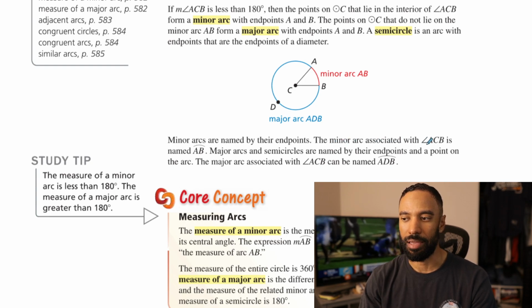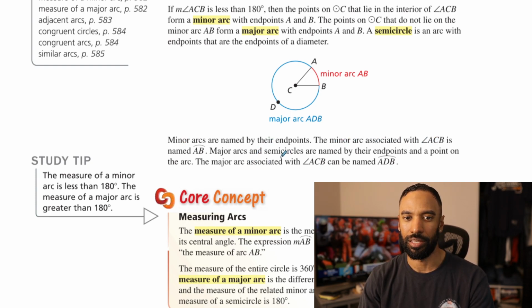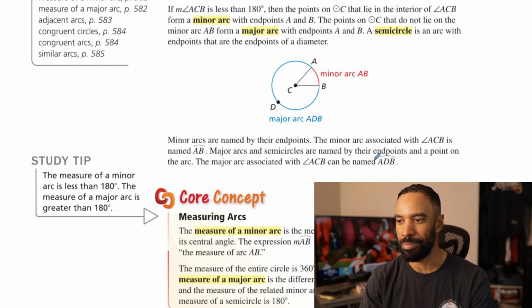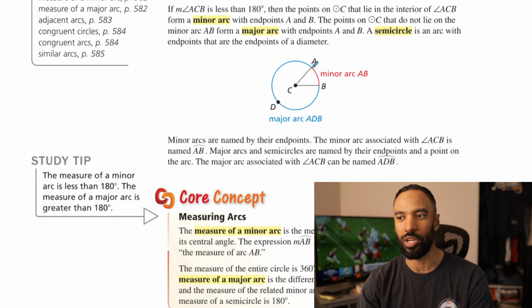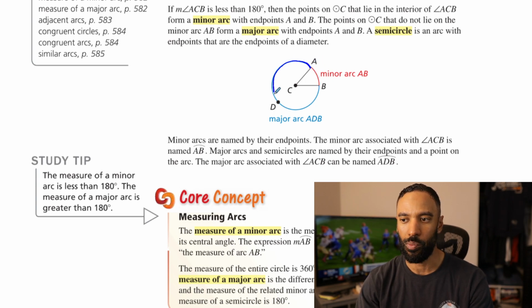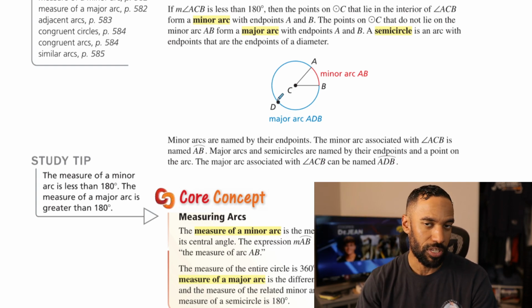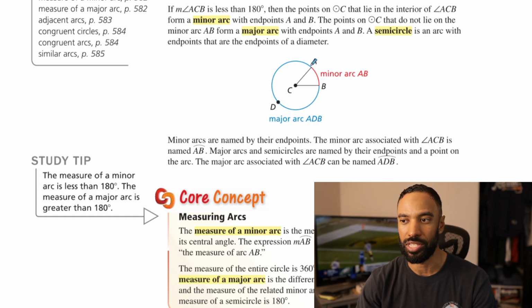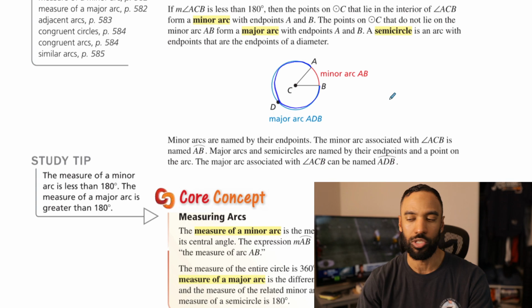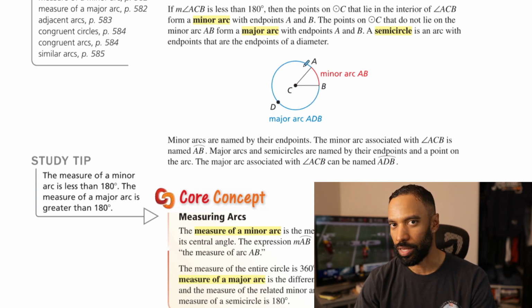Major arcs and semicircles are named by their endpoints and a point on the arc. The major arc associated with angle ACB can be named arc ADB. So you use two letters to do the minor arc, so we know exactly we're not going from A to B here, we're going from A to B there. But if we want to go this way, we have to include a third letter, which means we have to include another point that's on it. They will be nice enough to give you another point to talk about it. So here's another point D that's just a point on the circle that I can now use to name it A, D, B. Notice D has to be the middle letter. A and B have to be endpoints. You could also say arc BDA. But using 3 letters would be major arc.